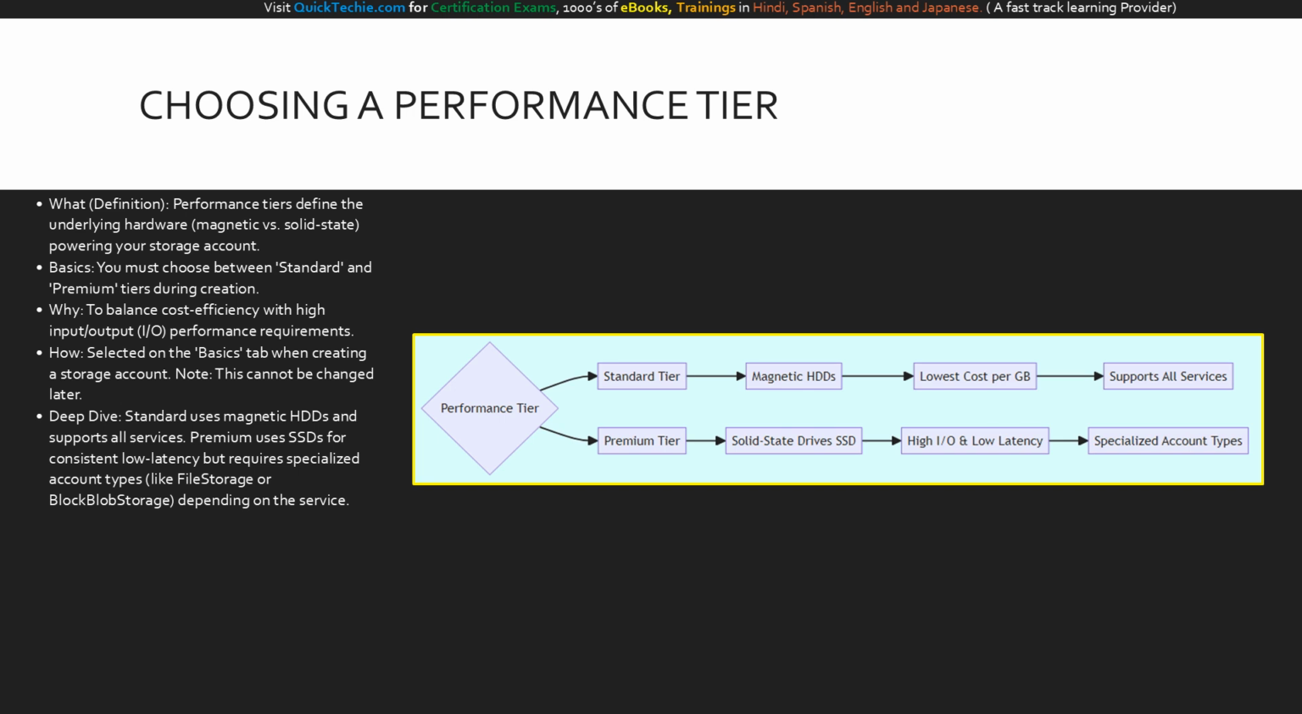This visual breaks down the performance tier decision. From the starting diamond, we split into Standard and Premium. Following the standard path upward, we see it utilizes magnetic HDDs, resulting in the lowest cost per GB, and seamlessly supports all 5 storage services. Following the premium path downward, we see it relies on solid-state drives. This delivers high I/O and low latency, but points to specialized account types, meaning you must intentionally design your premium architecture based on the specific service, like file shares or block blobs, that you intend to use.